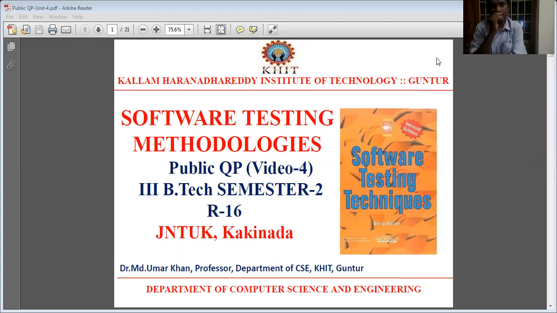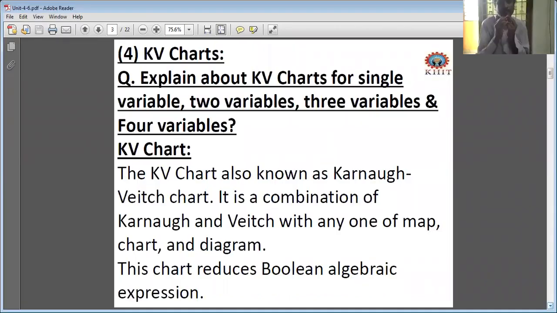If you see previous papers, there are different types of questions given from KV charts. Okay, let us start. Explain about KV charts for single variable, two variables, three variables, and 4 variables.